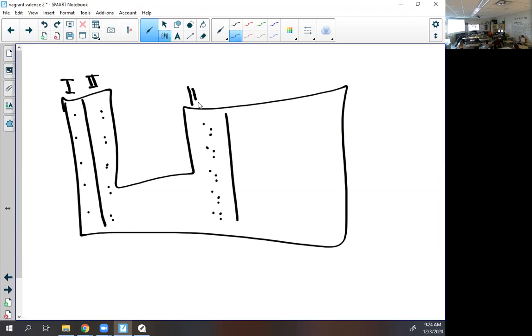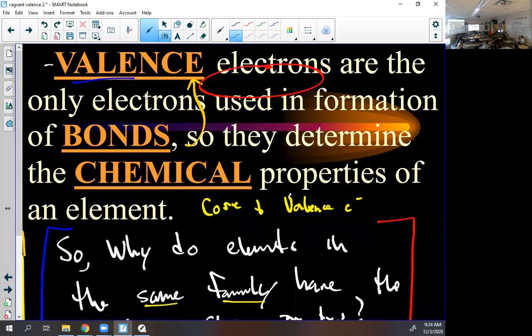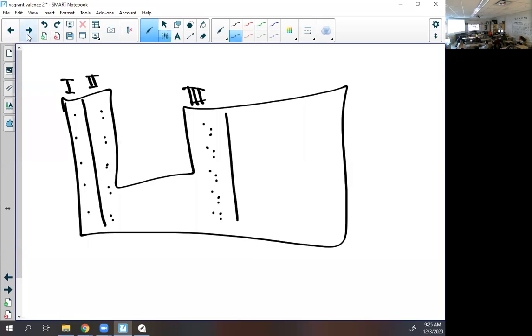And so what we just read in the notes is the valence electrons are the ones used in chemical bonds, so they determine the chemical properties of an element. All right, so please make sure valence electrons determine the chemical properties, and that is why elements in the same family have the same chemical properties.